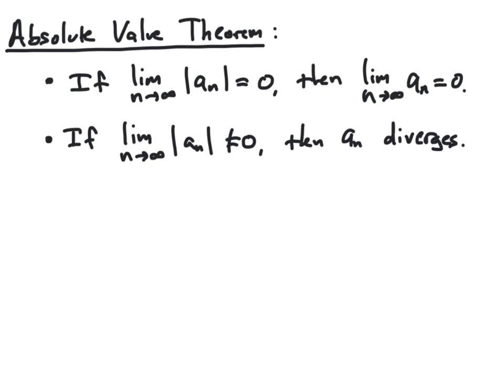Now, one thing that's important to note is that when we say the limit of the absolute value is not equal to 0, there are a couple different cases here that this could apply to. For example, the limit of the absolute value of a sub n could still converge just to a number not equal to 0. It also could mean that limit is equal to plus or minus infinity, or the limit simply doesn't exist. In all of these cases, the original sequence a sub n will diverge.